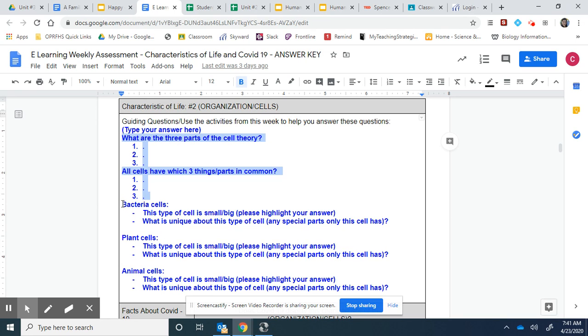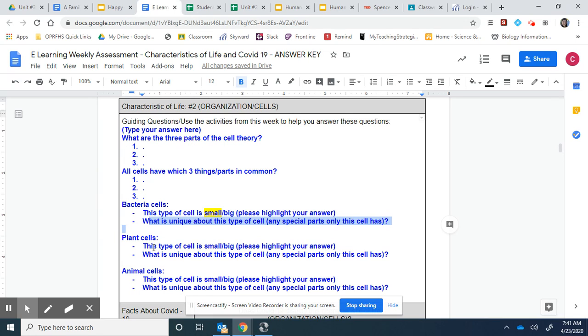The next part, you are going to talk about each type of cell. For bacteria cells, you're going to tell me, is the cell small or big? All you have to do is highlight your answer and go up here and click on highlight. There you go. I'm giving you the answer for this one. Bacteria cells are really, really small. Then you're going to tell me what is unique about them. Are there any special parts only seen in this cell? You're going to have to go back to your worksheet from yesterday to answer this.